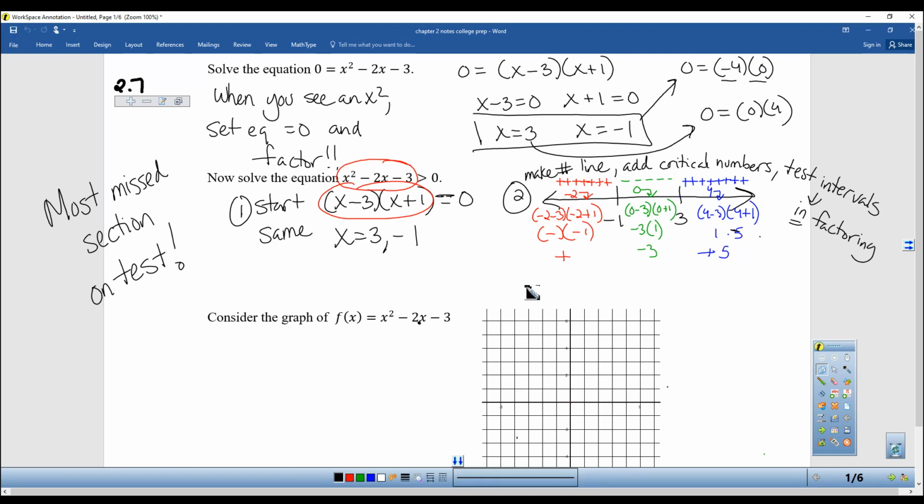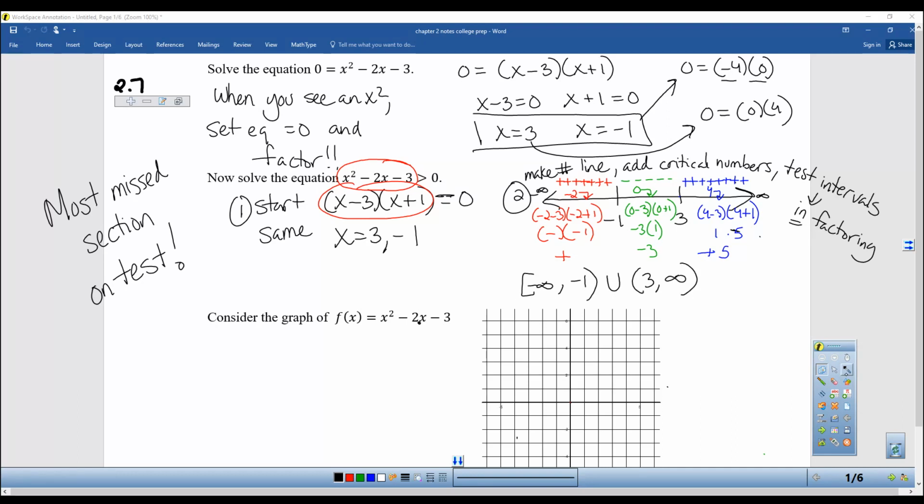It's greater than 0 from negative infinity all the way up until -1, and then I'm going to put a parenthesis because it doesn't say equal to 0, it's greater than 0. And so the official symbol is union. That combines two answers. And from 3 to infinity. And this is why I love interval notation.